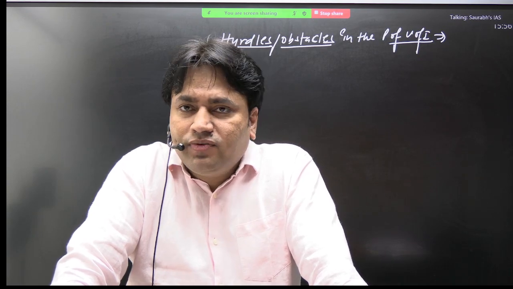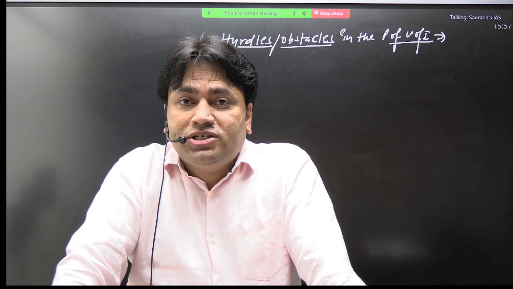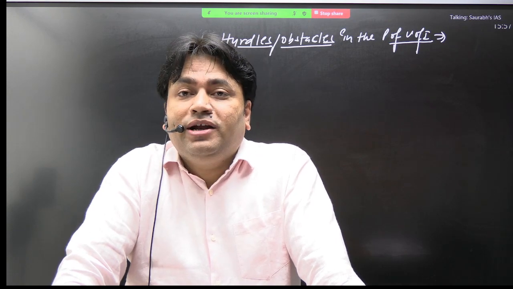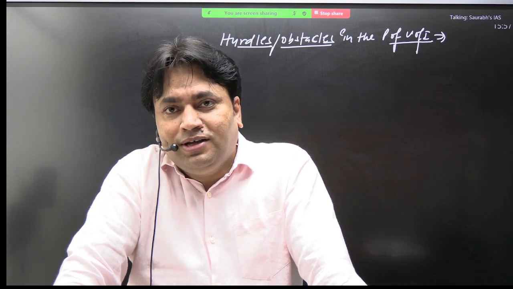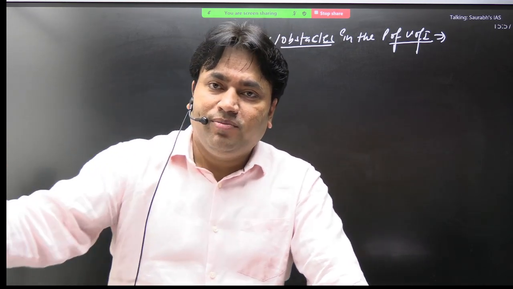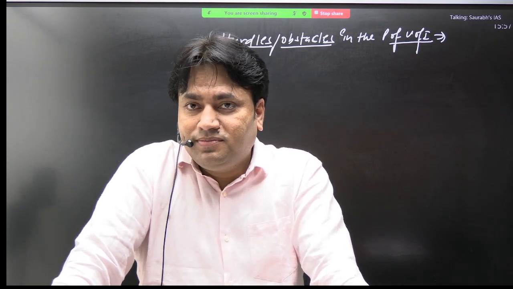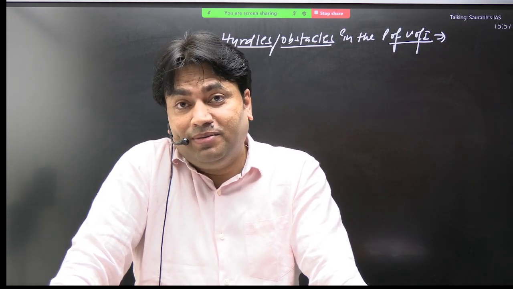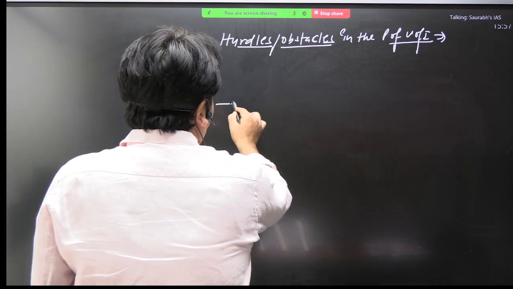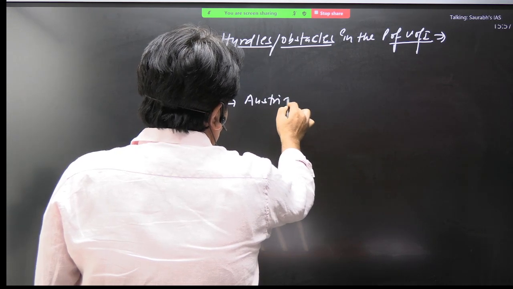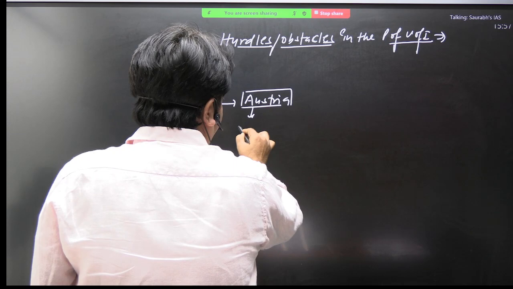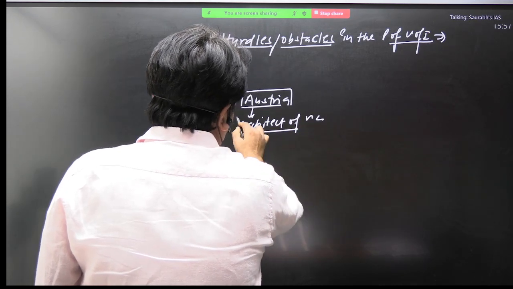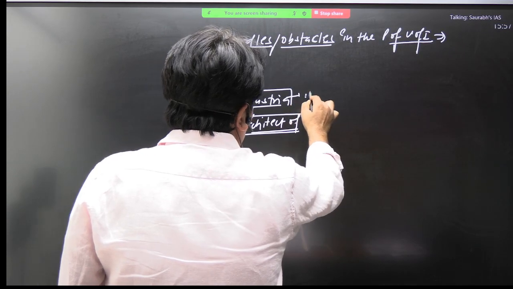Can you suggest me some points? What are the hurdles? Pehla hurdle kya hai? Austria is a powerful state. Austria played the most important role in Vienna Congress. All the changes that were made there are also known as the Metternich system. So Austria is the main villain. Austria is the main hurdle. Austria was mainly the architect of the Vienna Congress, the Vienna settlement.